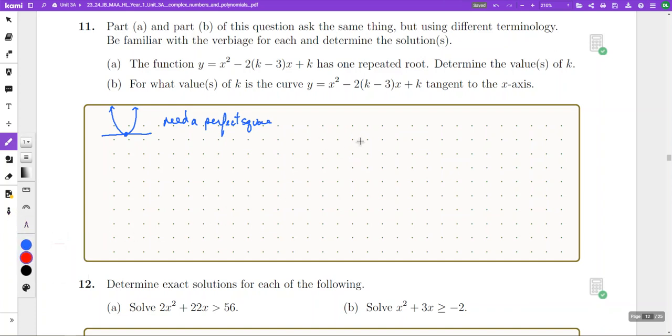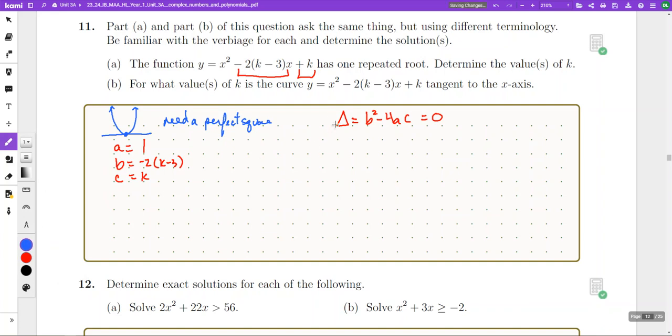So what's an approach for solving this? Well, if I'm going to have one repeated root, if I'm going to be tangent to the x-axis, that discriminant, b squared minus 4ac, is going to need to be equal to 0. In this situation, what is the value of a? Well, the value of a is 1. What is the value of b? The value of b is the coefficient of x. That's negative 2 times (k minus 3). And the constant is c, and in this case, the constant is k.